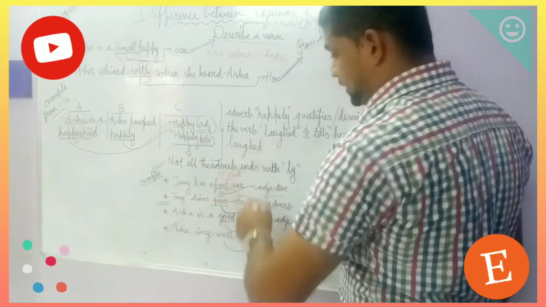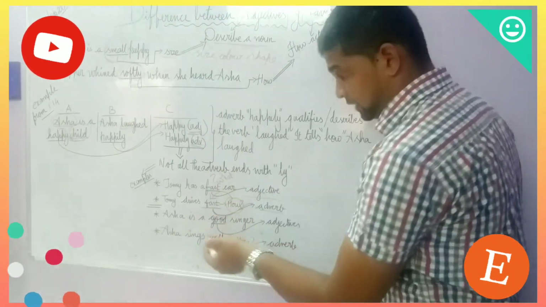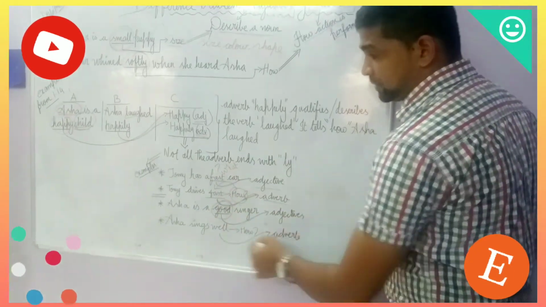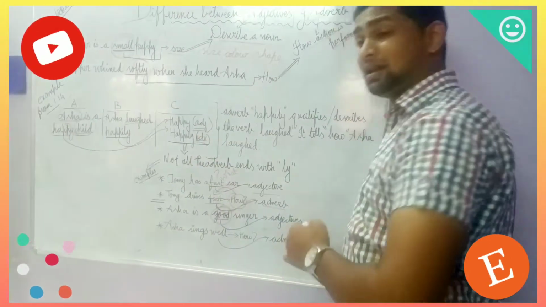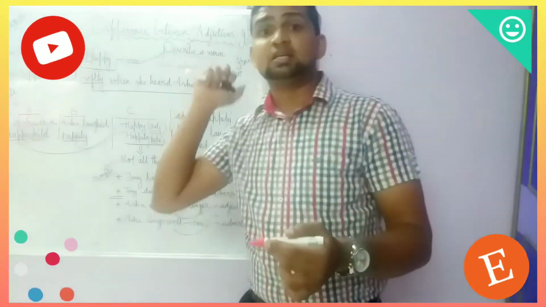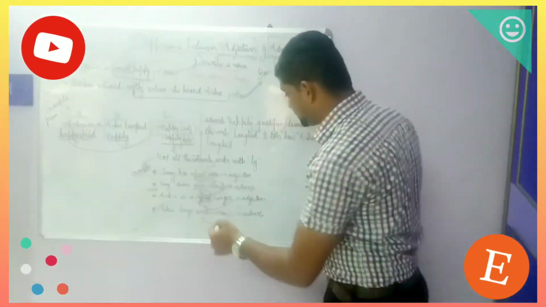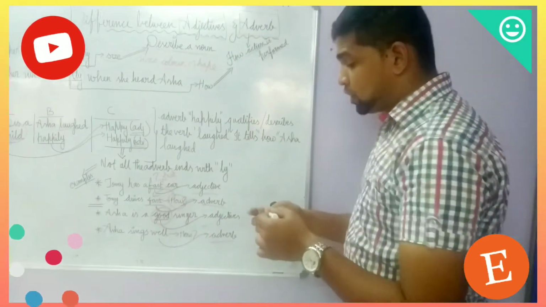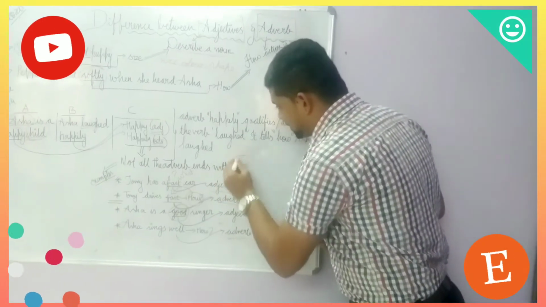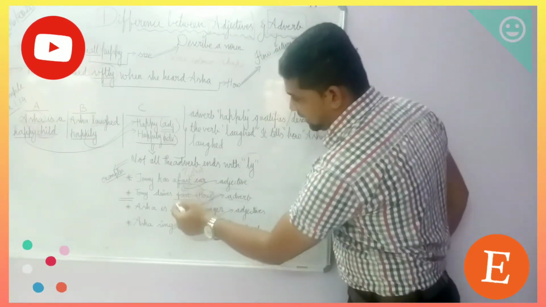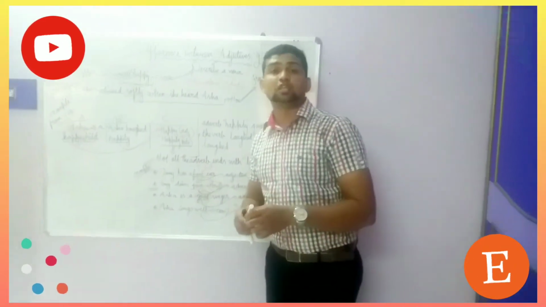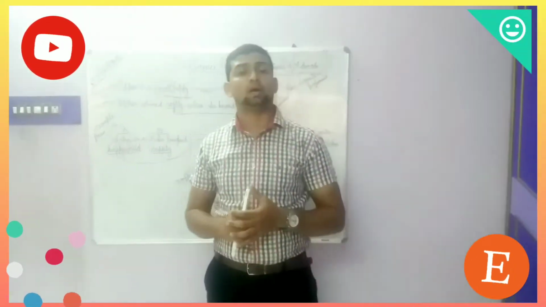Asha is a good singer. What kind of singer? So good is an adjective. Asha sings well. How did she sing? She sang well. So this is called an adverb. So not all adverbs should end in ly, but it can also be like fast, like well, and there are some other words. So these are the differences between adjective and adverb.